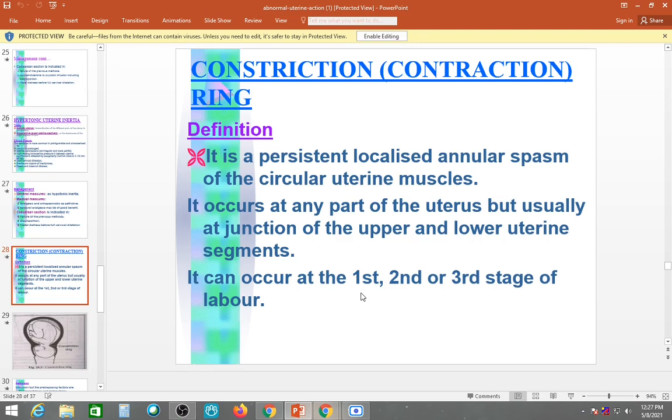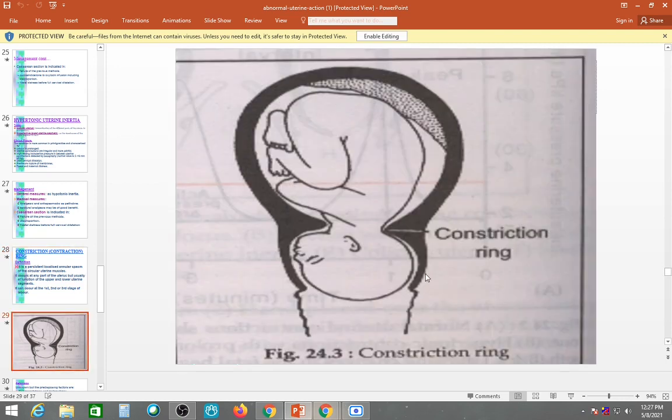In the first stage, there will be no progress of the first stage of labor, especially in the active phase of the first stage. Then in the second phase, when the contraction comes, there will be no dilation of the cervix. This is a constriction ring. See, it happens between the junction of what? Between the junction of contractions of the upper segment and lower segment.